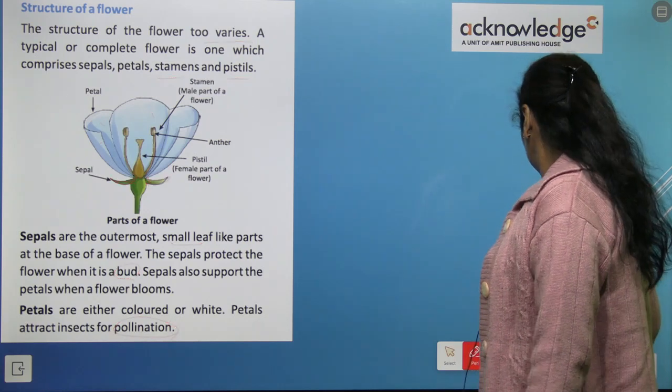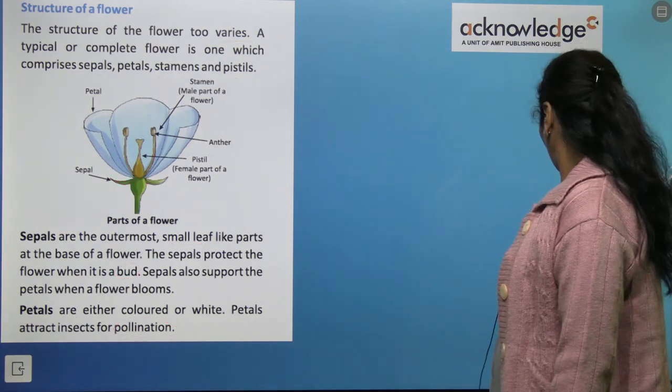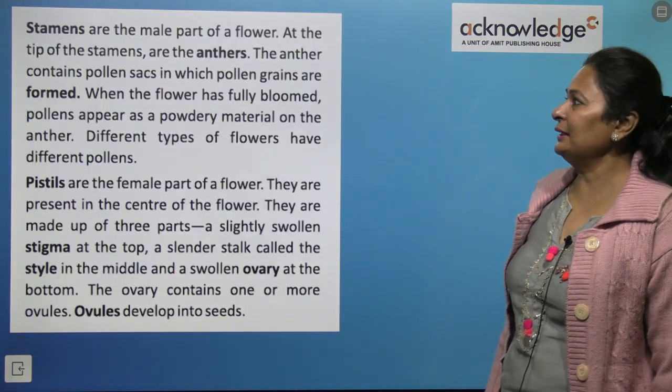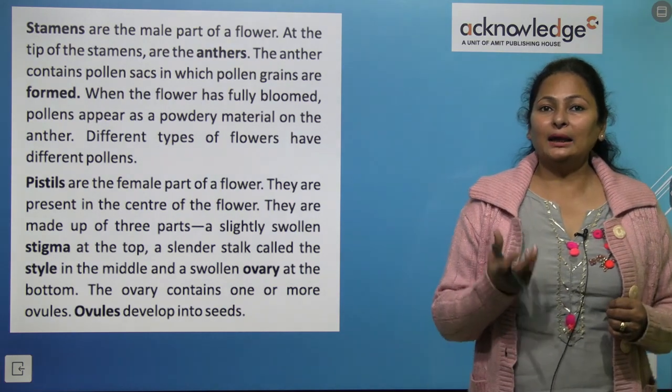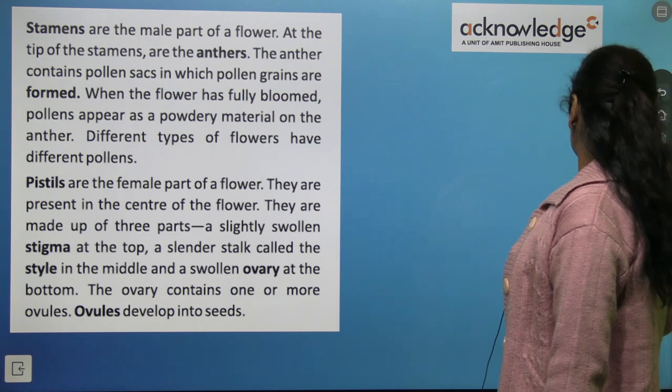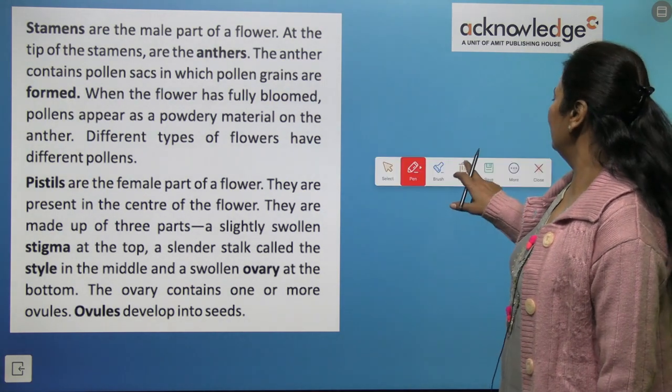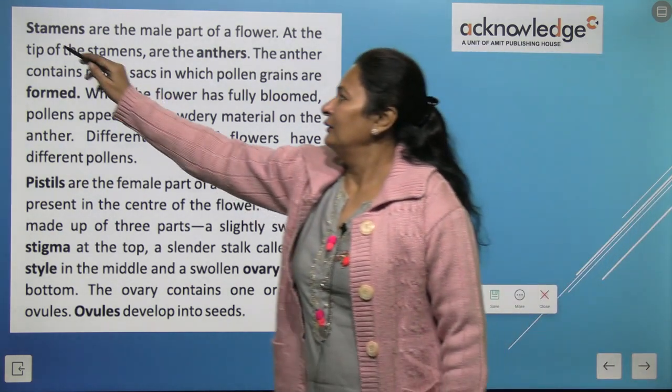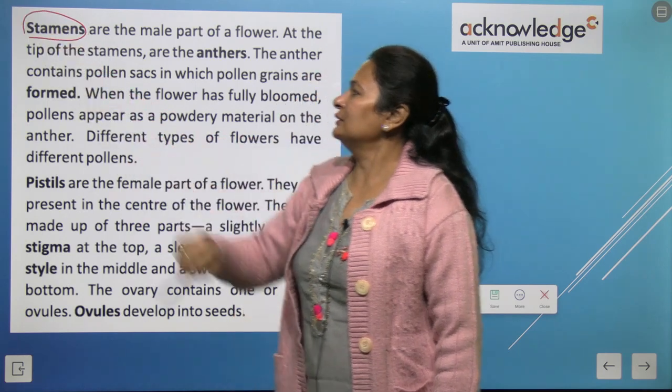Right? We will see what it is. Stamens are the male part of the flower. At the tip of the stamens are the anthers. I'll show you the anthers also.